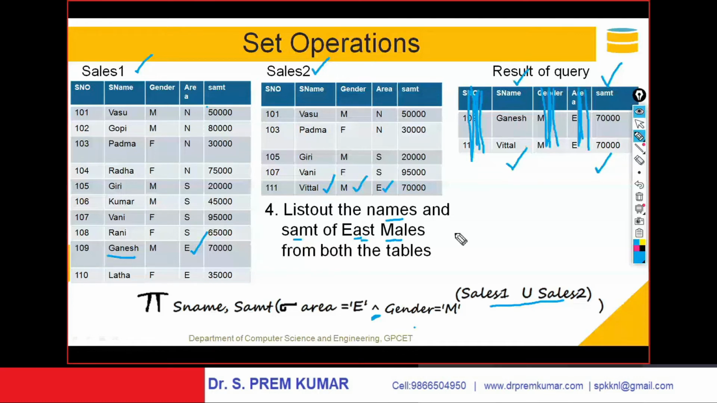You can go through the query, you can go through the question, the corresponding query, and this is the output. This is the output. Just a minute, please go through.